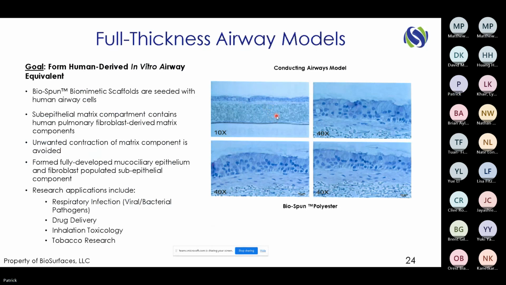And the benefits here, compared to other types of full thickness bronchial models, is that usually they rely on having the matrix made from some kind of animal derived collagen, whether it be bovine or rat tail collagen or whatever. And aside from being animal derived, these constructs tend to be really, really unstable.